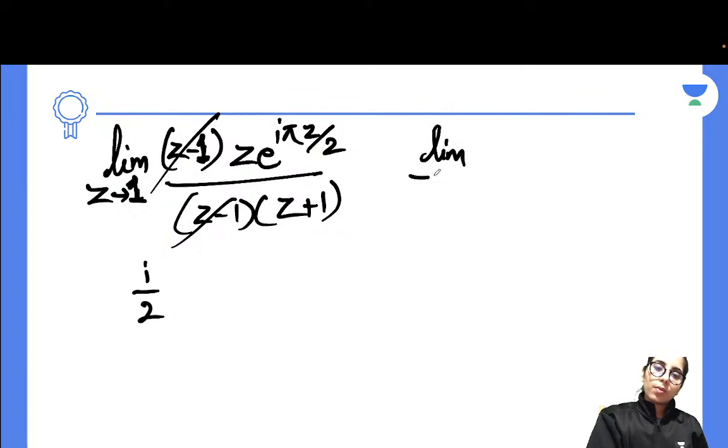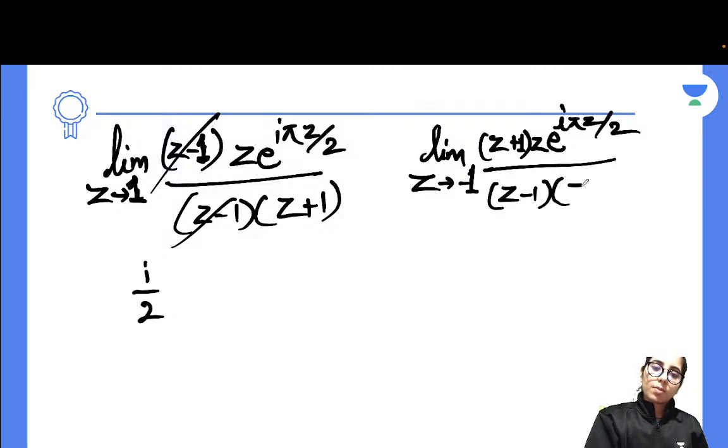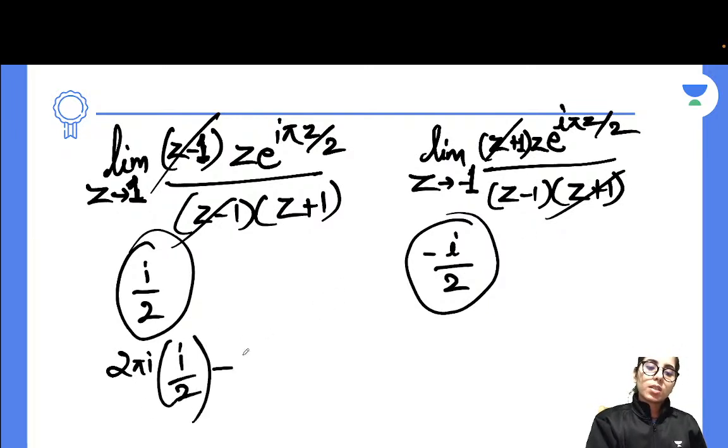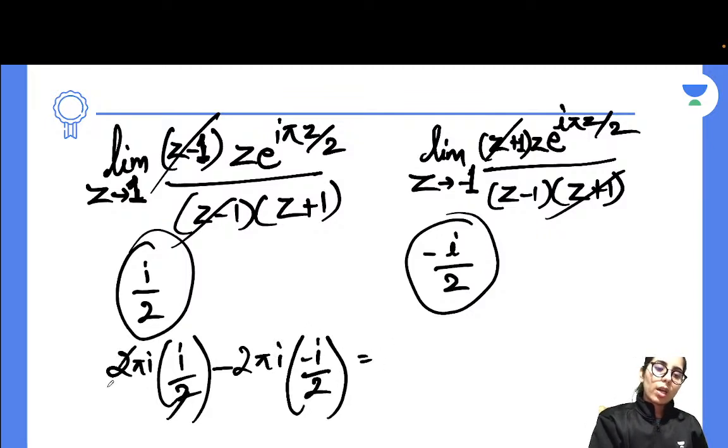Again, limit z, e to the power iota pi z divided by 2, and you are going to have z minus 1 times z plus 1. Just cancel it, negative and negative will be positive, but negative from the denominator, so it will give you negative iota by 2. This was in anti-clockwise direction, so 2 pi iota into sum of residue, which is iota by 2. This one is in clockwise direction, negative 2 pi iota into sum of residue. That's going to give you this value. 2 cancelled out, iota square is minus 1. So minus minus plus, but again negative you will get, so that is negative 2 pi.